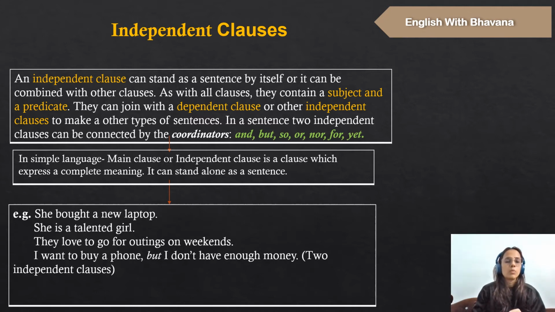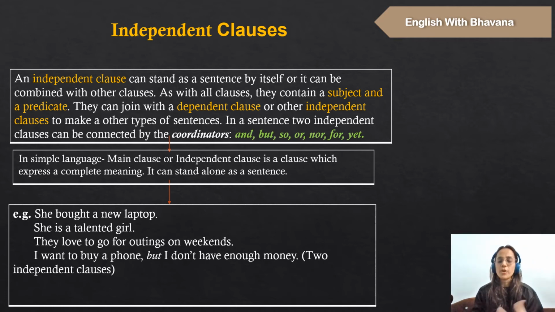Predicate. Now, to make other types of sentences, they can join with a dependent clause or other independent clauses. In a sentence, two independent clauses can be connected by the coordinators and, but, so, or, nor, for, yet. In simple language, main clause or independent clause is a clause which expresses a complete meaning. Obviously, it can stand alone as a sentence.